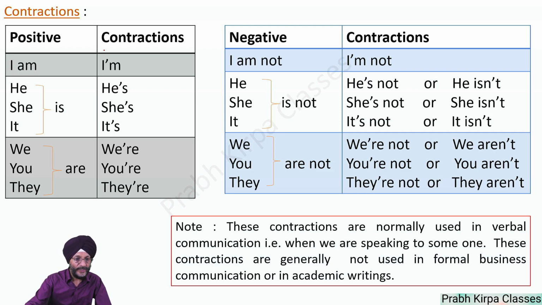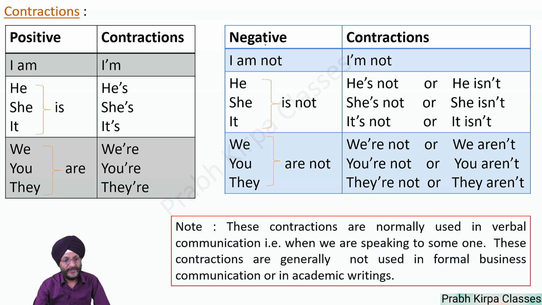Contractions. We also use contractions in the case of present continuous tense. I am becomes I'm. He is, she is, it is becomes he's, she's, it's. And we are, you are, they are becomes we're, you're, they're.